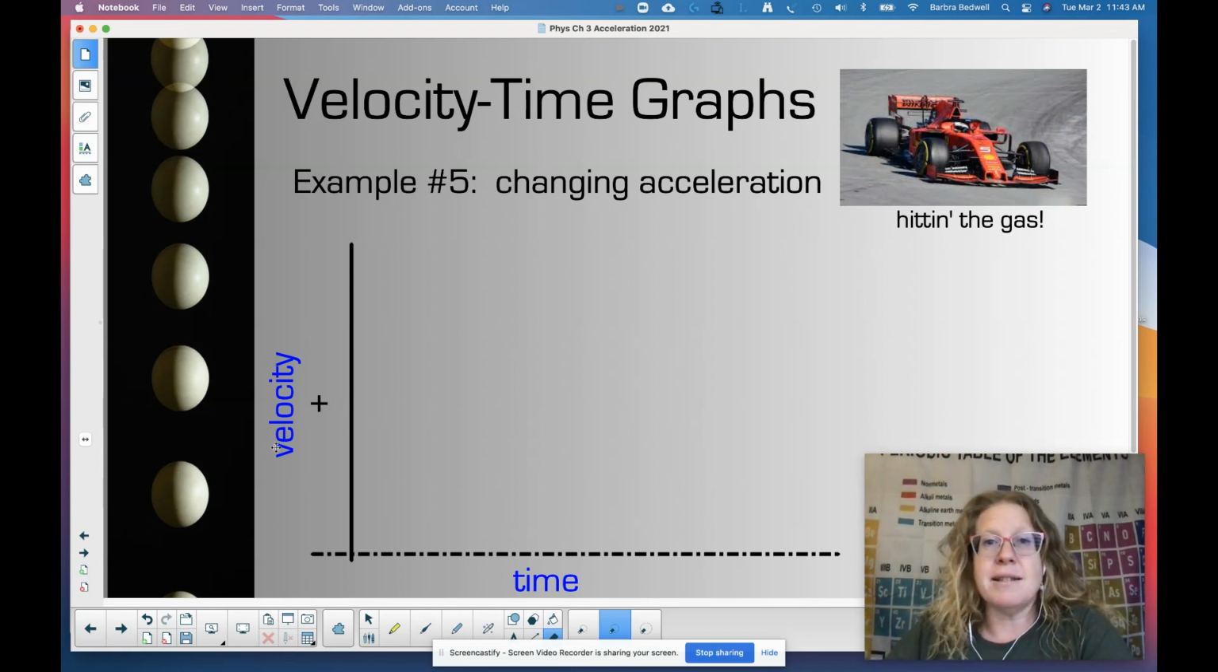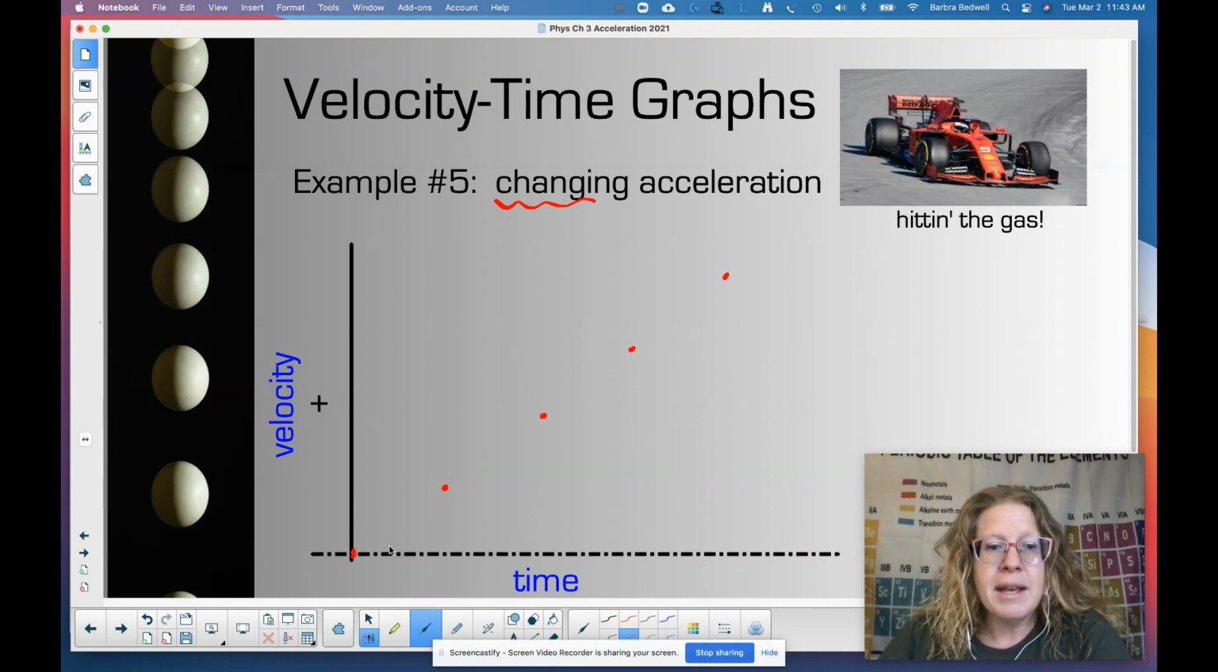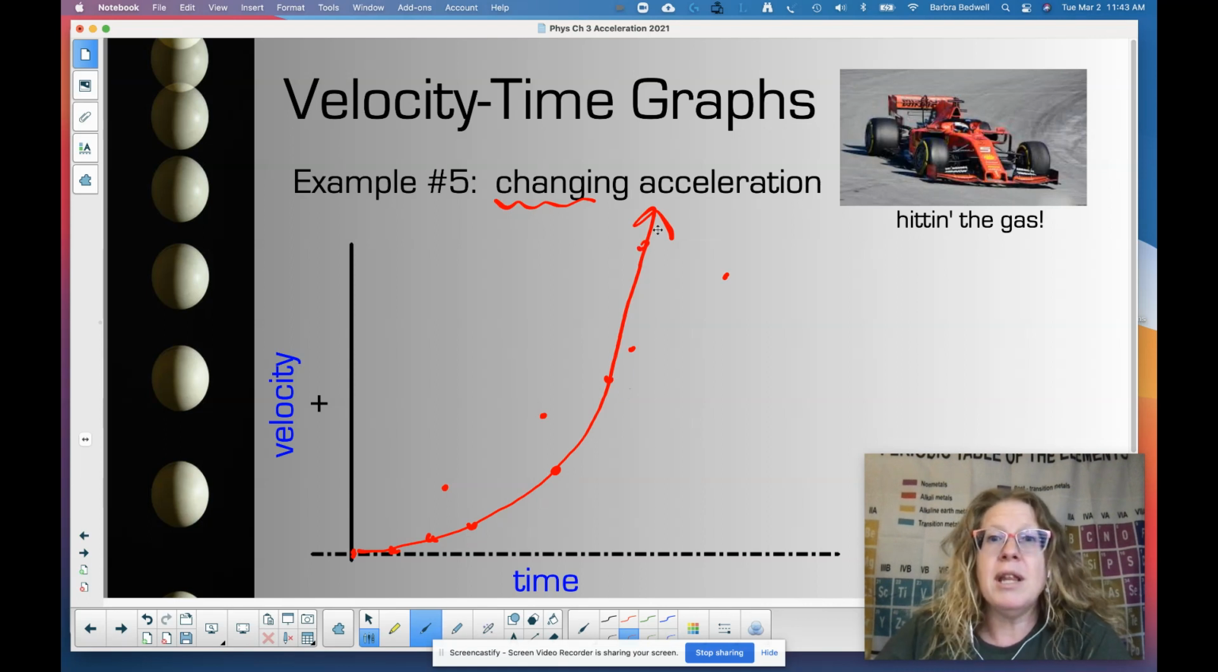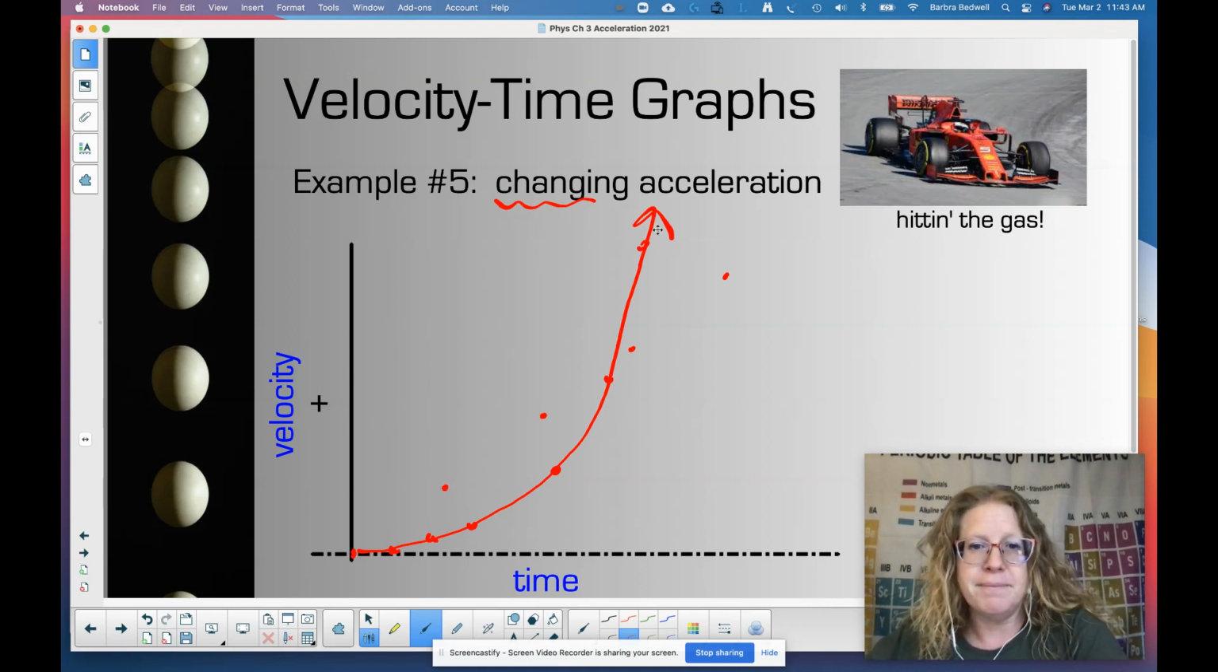So with this, instead of having a nice straight line, oops, got to get my pen back. Instead of having just a nice straight line where it's changing its velocity in a constant way, if it's changing its rate, starting off slow and then hitting the hammer, it may look more like this, right? Where your velocity is kind of slow. And then as you pick up speed, you really get faster, faster.